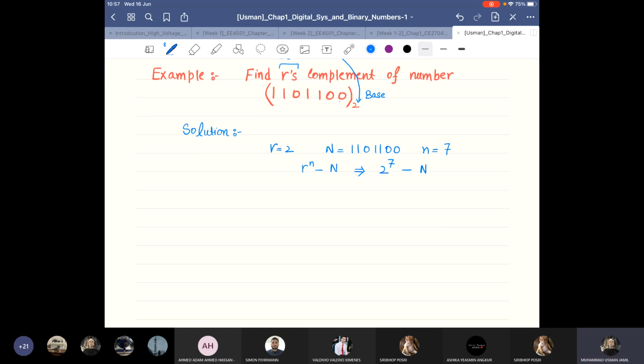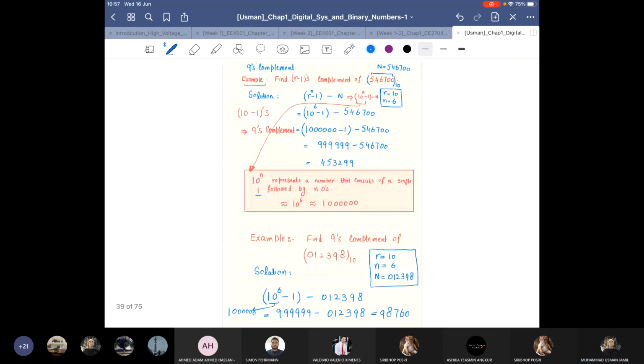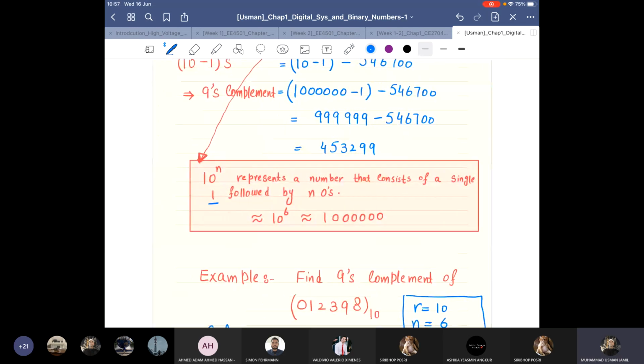Now what is the rule for this one? How to write 2 power 7? So again, follow this thing. 1 followed by n zeros. Okay.